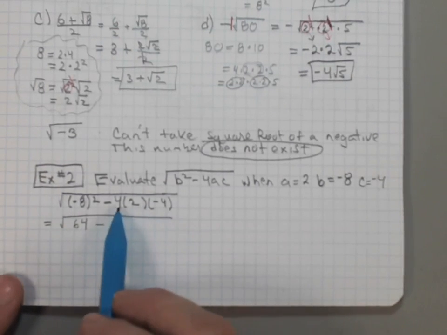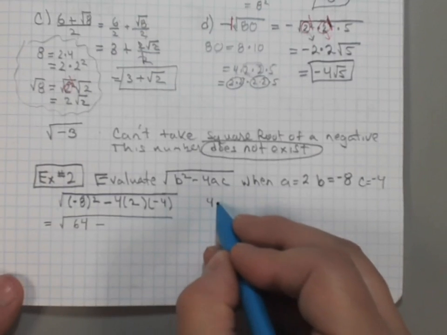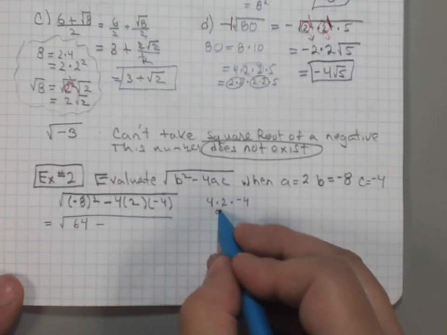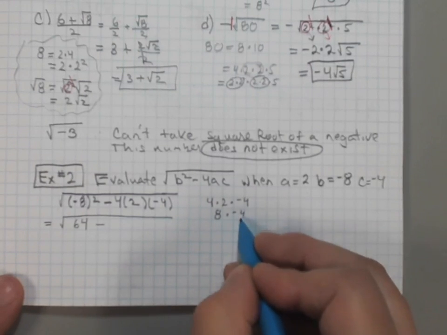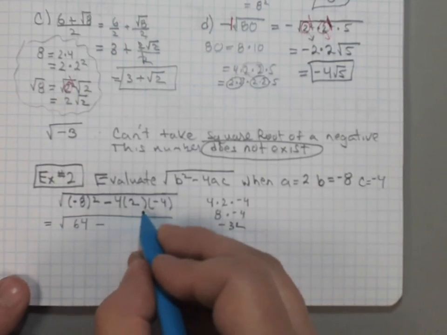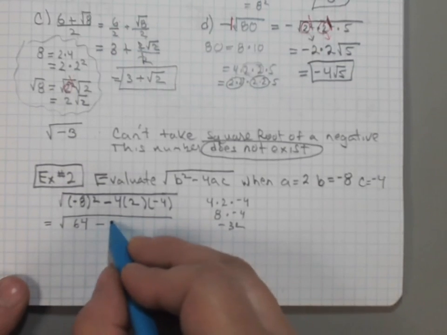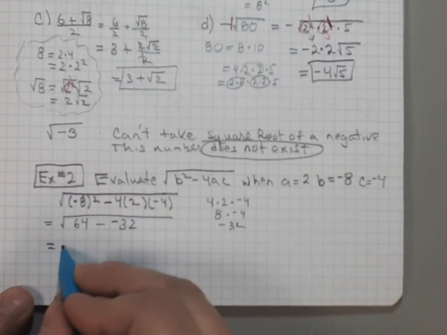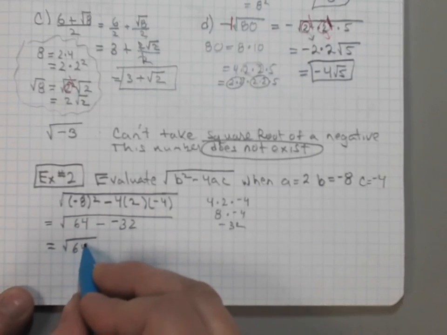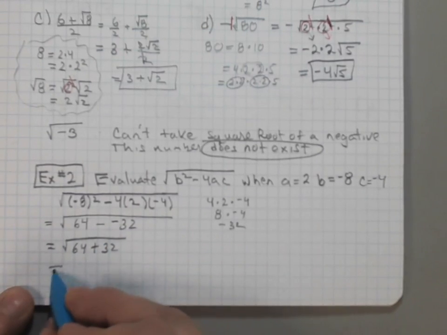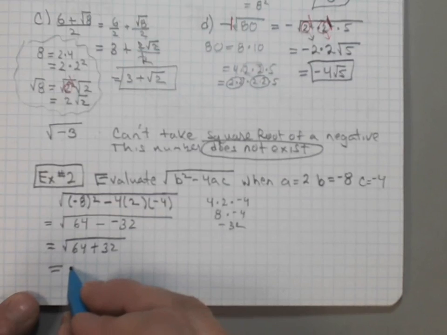Multiply these three numbers together. That's 4 times 2 times negative 4. All right, well that's 8 times negative 4, and that is negative 32. So all of these, the product of three numbers is negative 32. All right, double negative, so I can rewrite that as a sum, square root of 64 plus 32, and I add those together, and I get square root of 96.